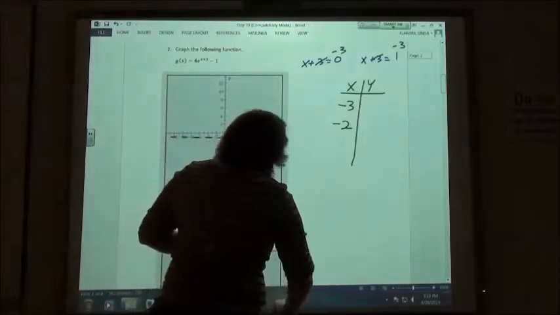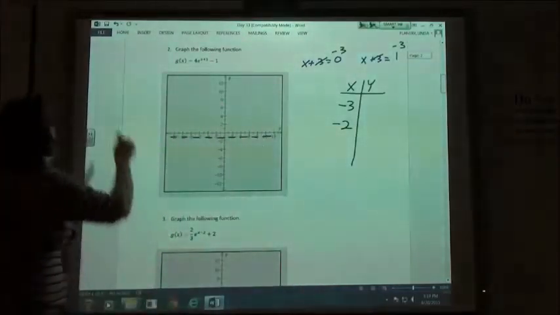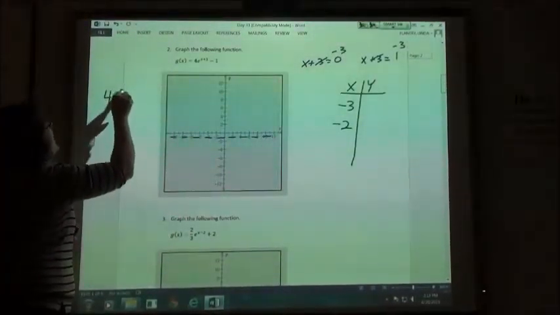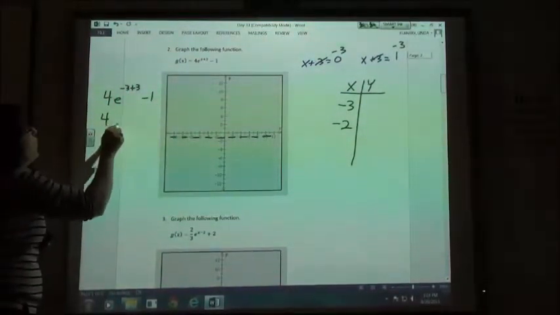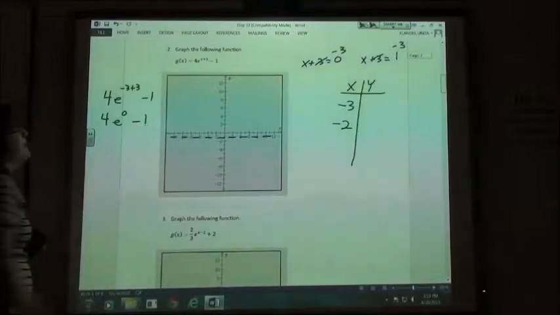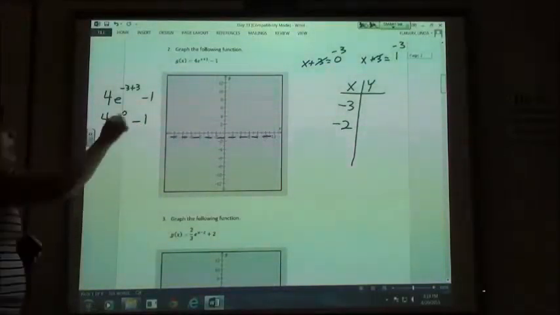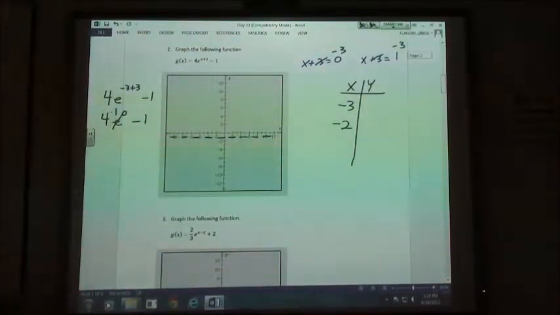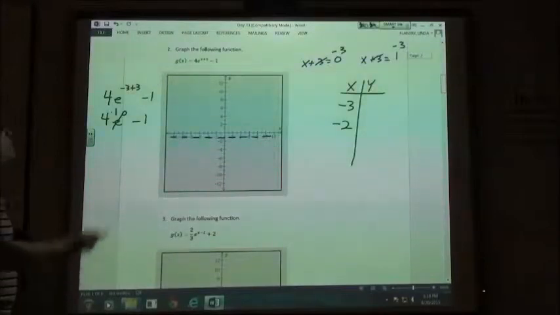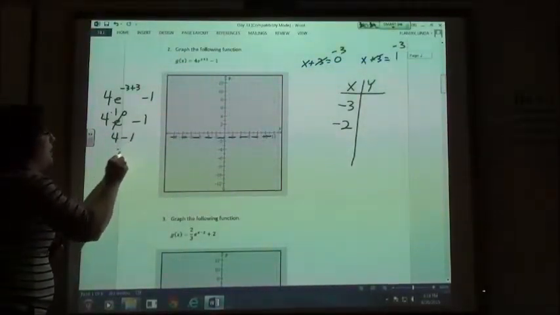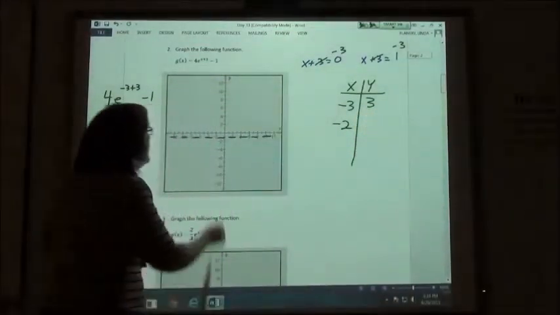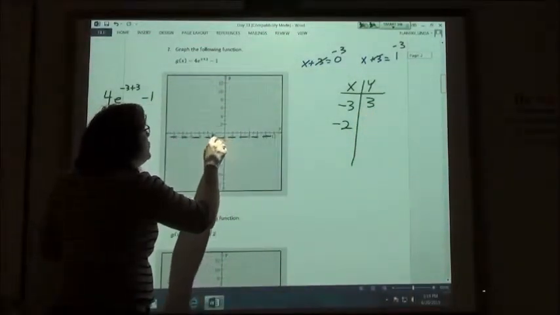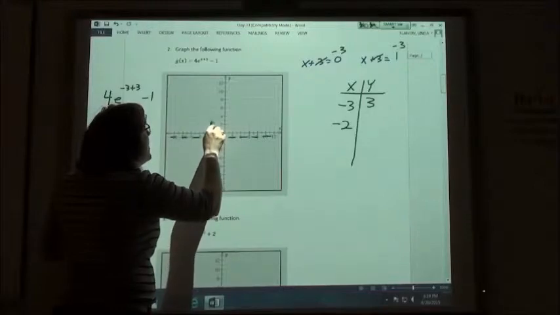So, putting in my -3. 4e to the -3 plus 3, minus 1 gives me 4e to the 0 minus 1. E to the 0 power is going to be 1. Anything to the 0 power is 1. 4 minus 1 is 3. Hey, that one's easy enough to plot. -3, 1, 2, 3, +3, 1, 2, 3.